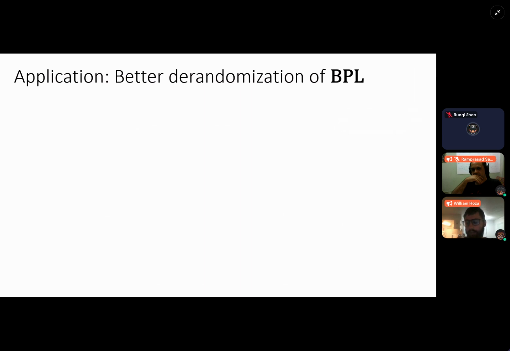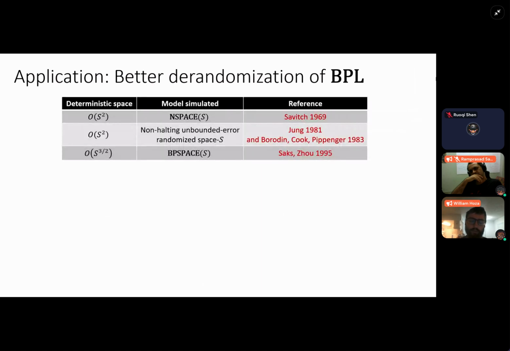I also want to mention another theorem that's in the paper, which is an application, which I think helps to motivate this whole line of work. The application is a better unconditional de-randomization of space-bounded computation. Since the 90s, the best unconditional de-randomization has been this theorem by Sachs and Zhou, which says that BP space S is contained in deterministic space S to the 3/2.